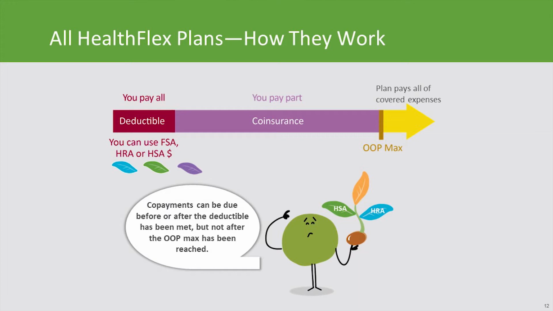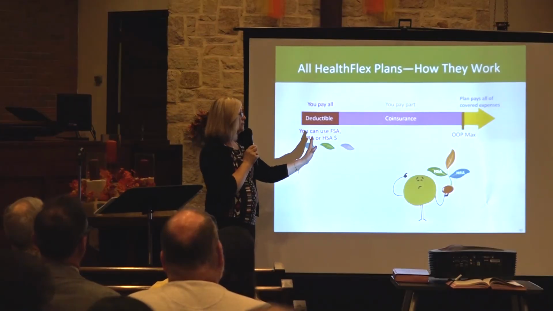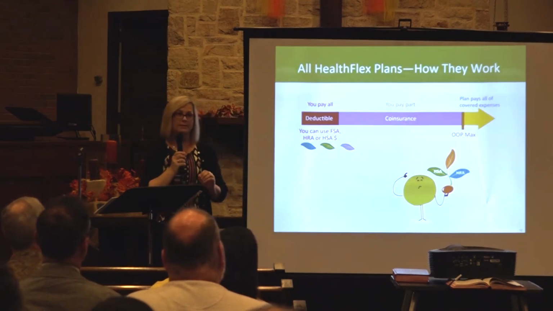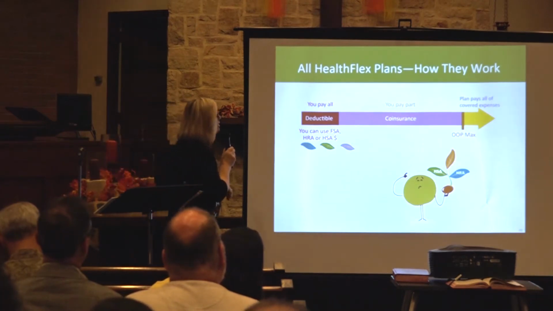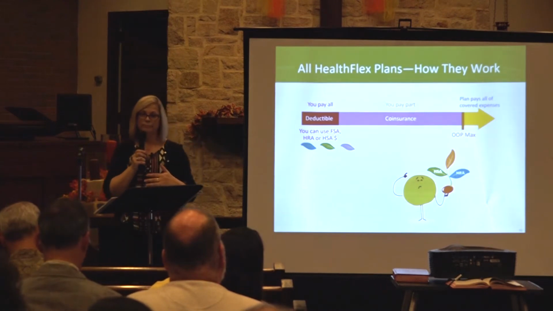You may be familiar with a PPO is 80-20 split. The insurance pays 80, you pay 20. That is your coinsurance, that split. You pay a part of that, a percentage of that, and you pay that until you meet your OOP, your out-of-pocket maximum. Once you reach that out-of-pocket maximum, the plan pays all of the covered expenses.